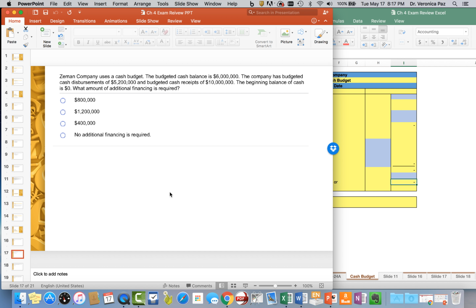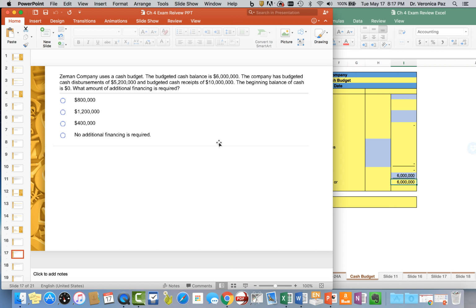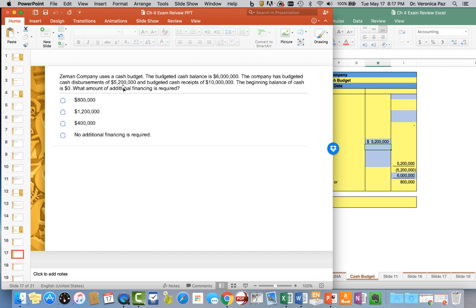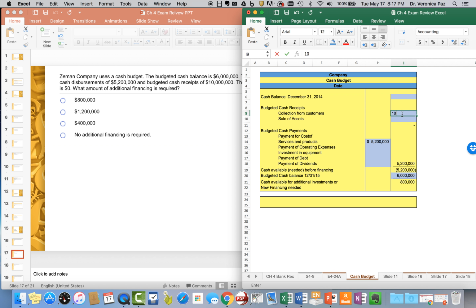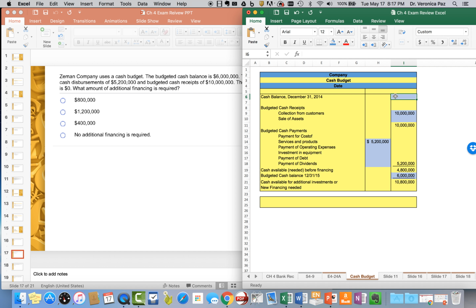So here we have the budgeted cash balance is $6 million. So right here, where it says budgeted cash balance, we're going to enter that as $6 million. Perfect. Then we have the company has budgeted cash disbursements of $5.2 million. So let's enter our cash disbursements here. And then we have budgeted cash receipts of $10 million. So we know our cash receipts go here. There we go. And then the last bit of information is that we know the beginning balance of cash is $0. So let's enter that amount right here.